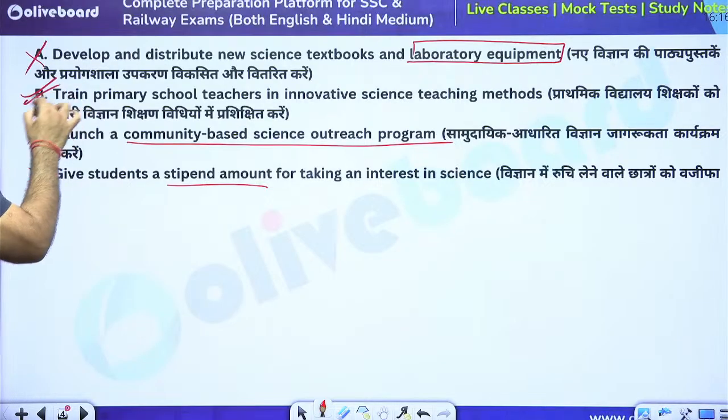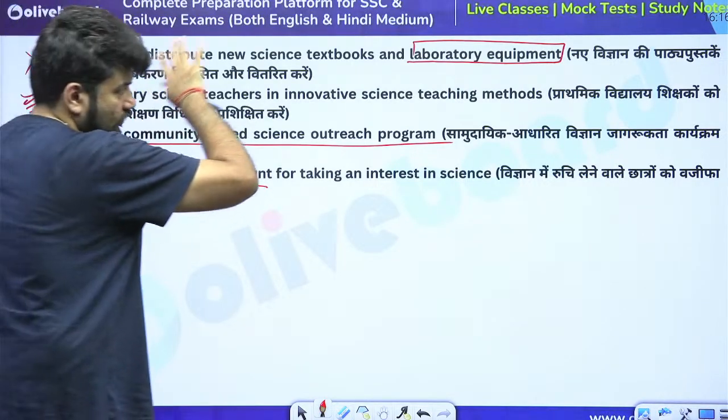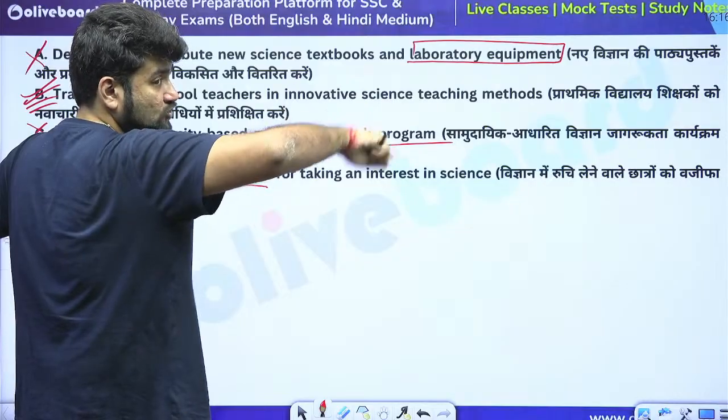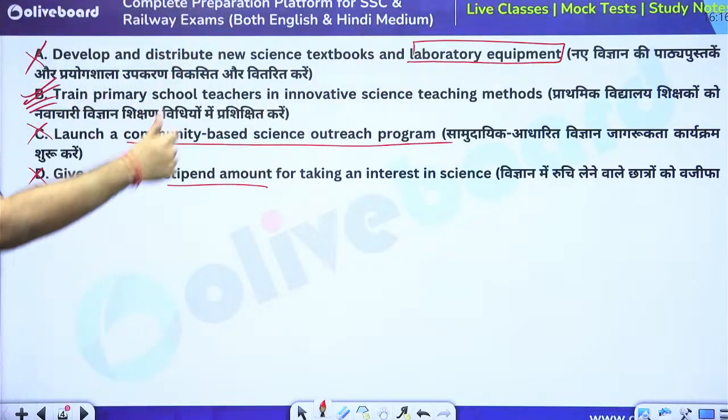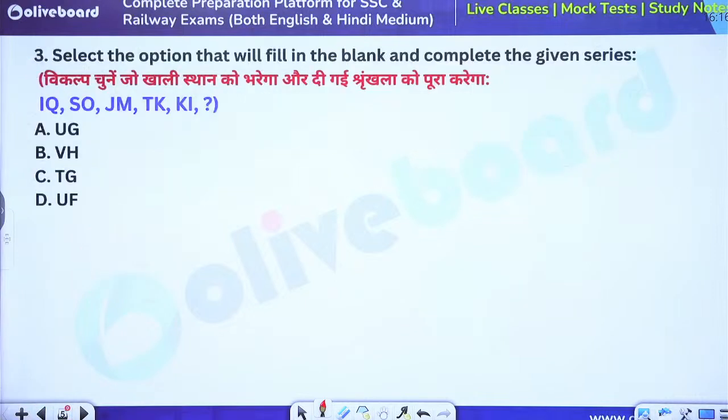So this is the most appropriate answer, where if you put amount, the students are developing not only at the primary stage but are also actually developing in the future coming stage, right? So option B is the most appropriate answer, where you should use your funds by training primary school teachers to be innovative in science teaching methods. Next.